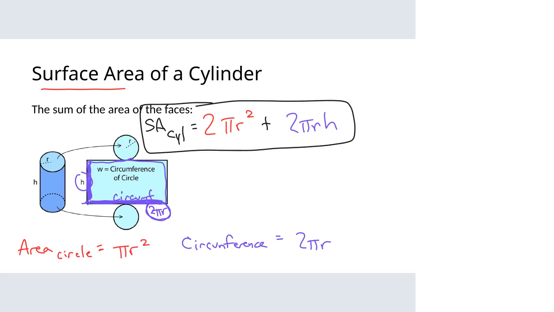Kind of a strange looking formula, 2 pi r squared plus 2 pi r h. There's a whole lot going on in that formula, but really, if we know the radius and we know the height, we just need to plug those in. We plug in the radius, we plug in the height, and that's how we'll find the surface area of our cylinder. I'll do one of those, and then I'll have you try one.